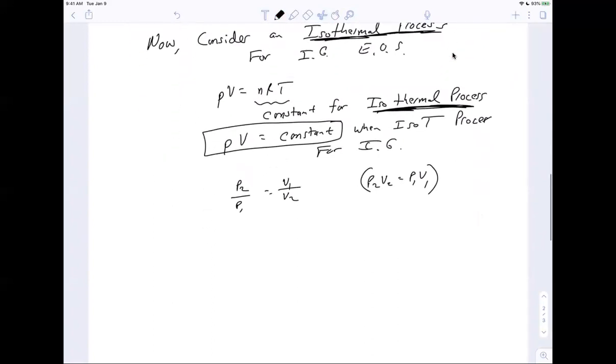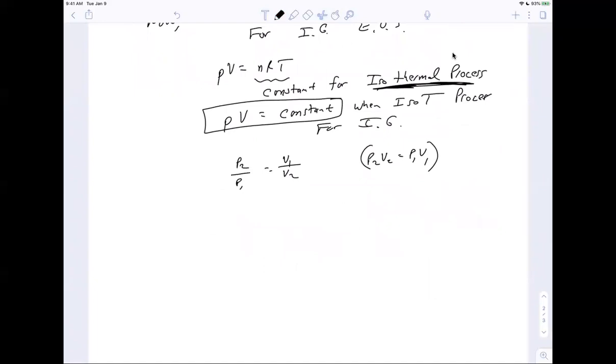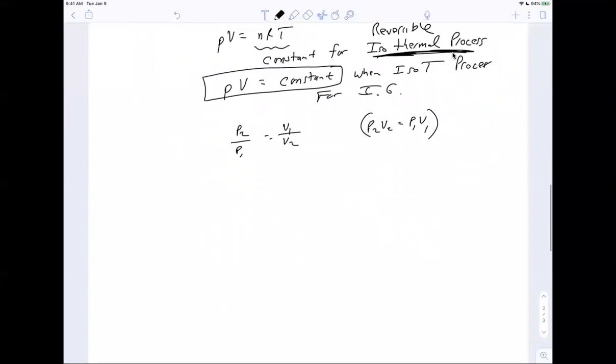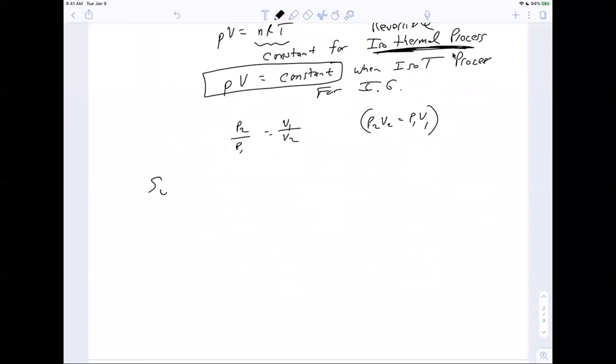Okay, so let's see what these two look like. And both of them we're going to say are reversible. Okay, they're both reversible. So let's plot these. Okay, so what do they look like on a PV diagram?